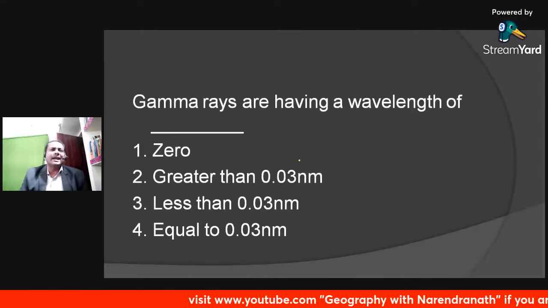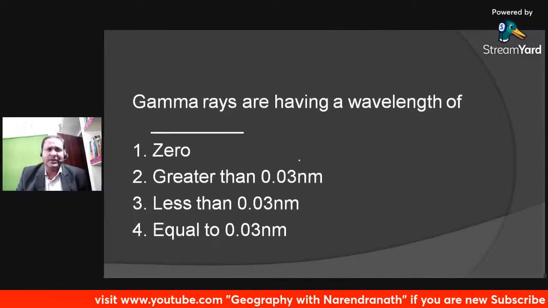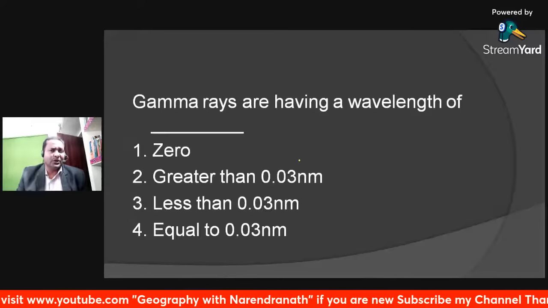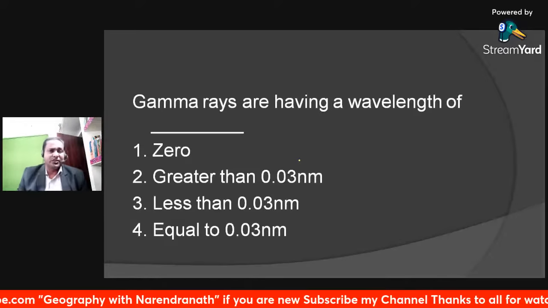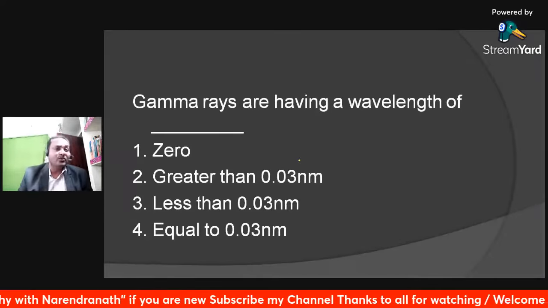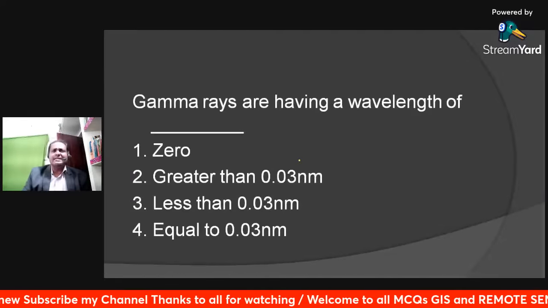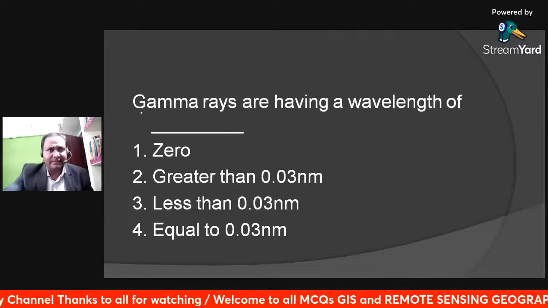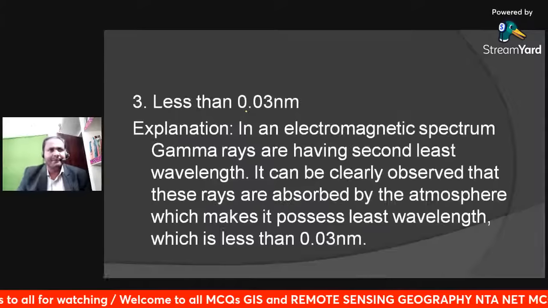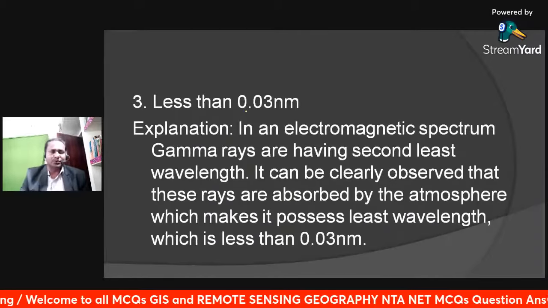And gamma rays are having a wavelength of less than or equal to 0.03 nm. Very interesting. Basically, gamma rays have a wavelength of less than 0.03 nm.